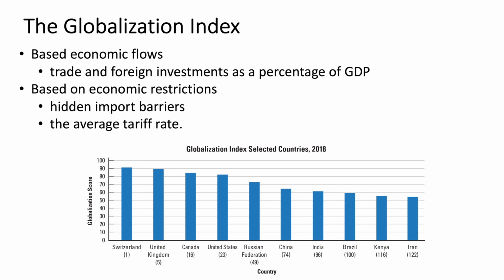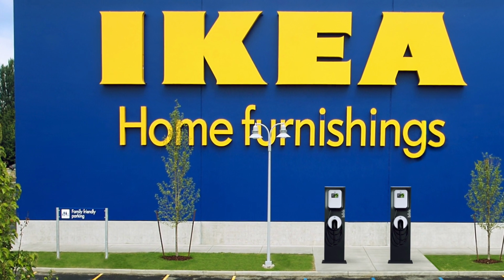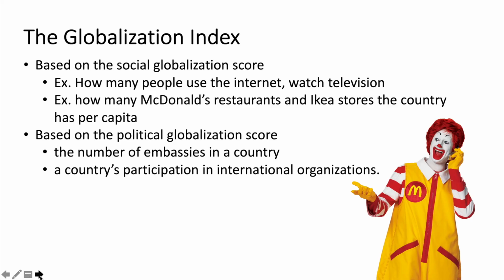Lower ranked countries are usually marked by poverty. There's also social factors that go into this. What people have, what are the amenities in this country? Do they have infrastructure for telecommunications, the internet? Are people having access to television programs? What's the shopping like? They also are going to take into account embassies and political affiliations, like international organizations, like we discussed last class.